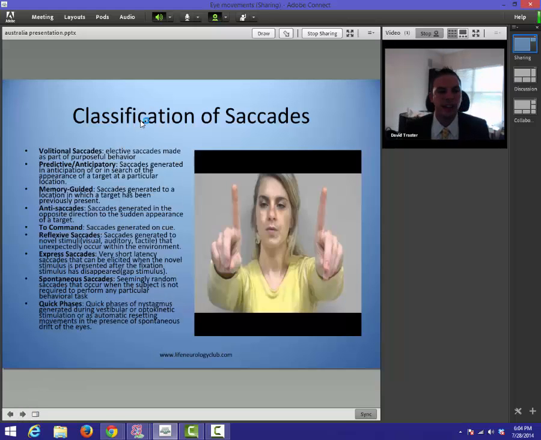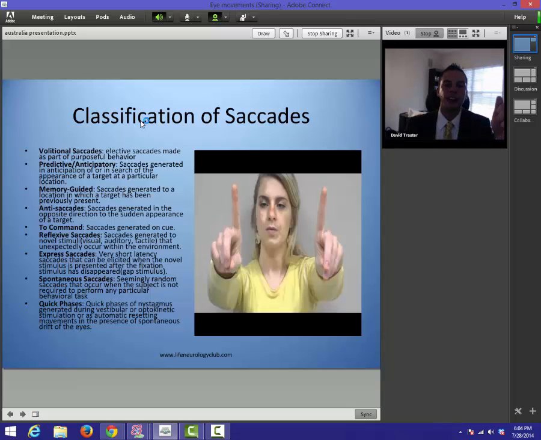So here are our different types of saccades. We have volitional saccades, which go to purposeful behavior; predictive saccades, which are anticipation; memory-guided saccades, where you generate a saccade to a location where the target was but it's not there anymore; anti-saccades, where a target pops up and you look at an equal and opposite target on the other side; reflexive saccades, which are quick phases of nystagmus; and express saccades, which use a gap stimulus.